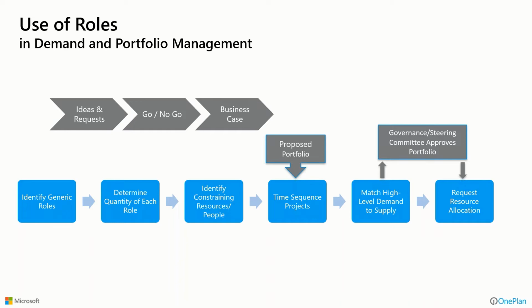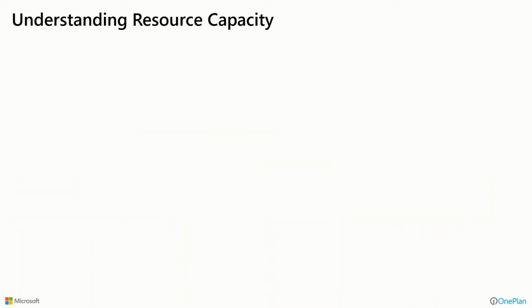You have go, no-go decisions and business cases that are developed. And then a proposed portfolio of projects will come out of that. And at that point, you have to decide and marry the resource demand with the resource capacity to see, do we have the ability to do that? And typically it's that process that ends up going to a governance or steering committee for approving a portfolio and allocating the resources that we want. So these things should work in tandem with one another and in concert to be effective overall.